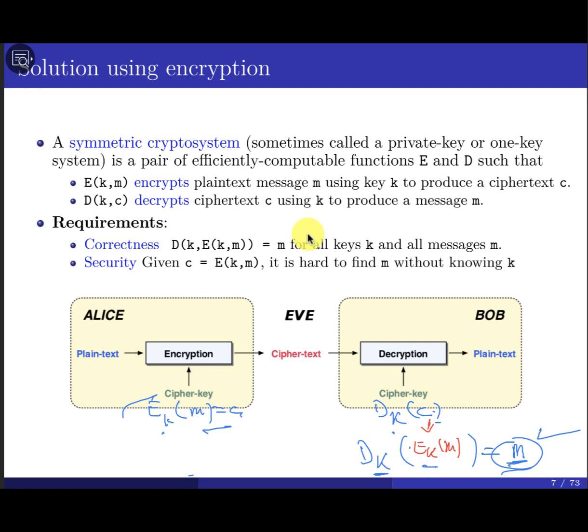And the security, what does that mean here? Given the value of C here, which in this case is encryption of K of M, okay, without knowing the key used to perform this encryption, there is no way for you to find the value of M. In other words, you cannot retrieve the value of M without knowing the value of K.